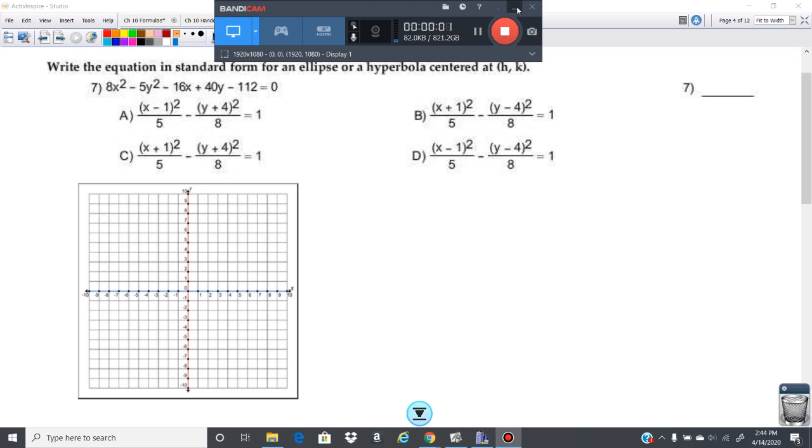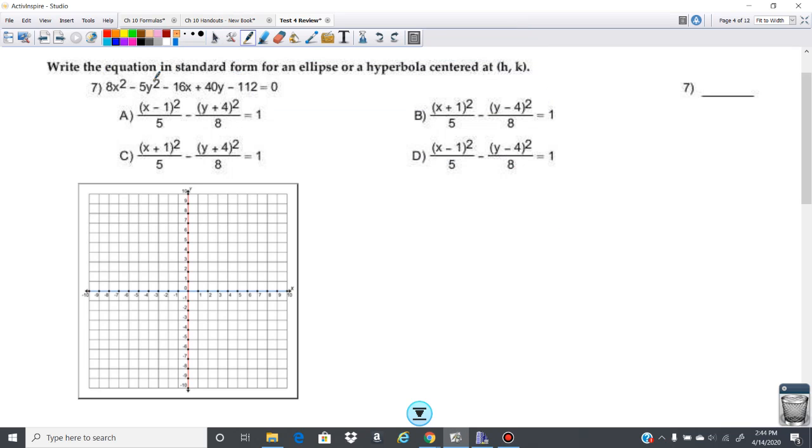All right, we're going to take a look at an ellipse here. So with this one here, we're given general form. We want to find the equation in standard form. I don't think I actually need to graph this one at all because I'm just writing the equation. Let's see what we have here.